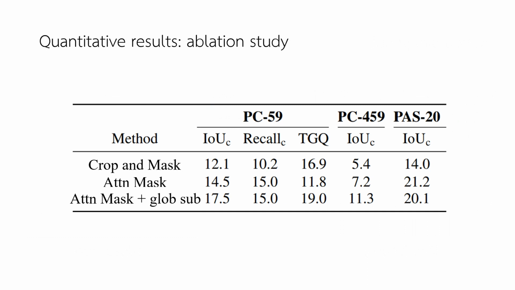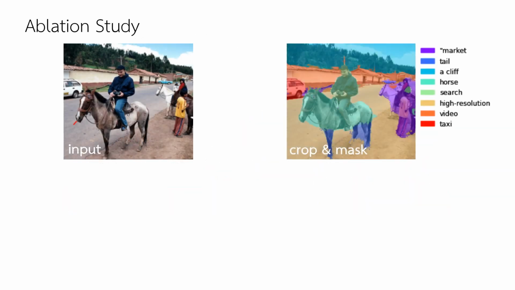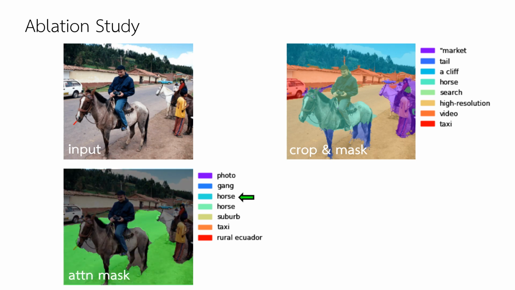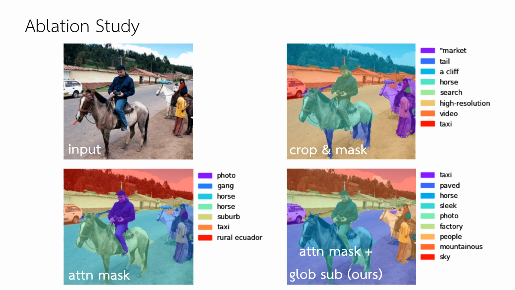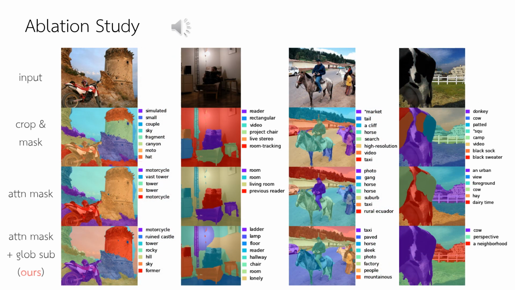Here are our quantitative results on segmentation datasets. Our full pipeline has the highest scores in most cases. The ablation study shows that using crop and mask often yields incorrect labels. And using only attention masking may label background segments with the salient object. While using attention masking with global subtraction returns corrected labels, even for background objects like paved and sky. See more ablation results in our paper.